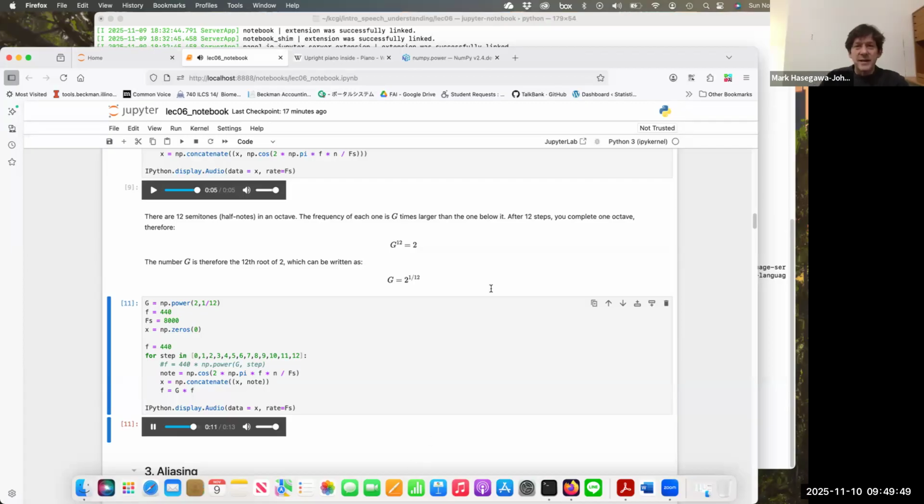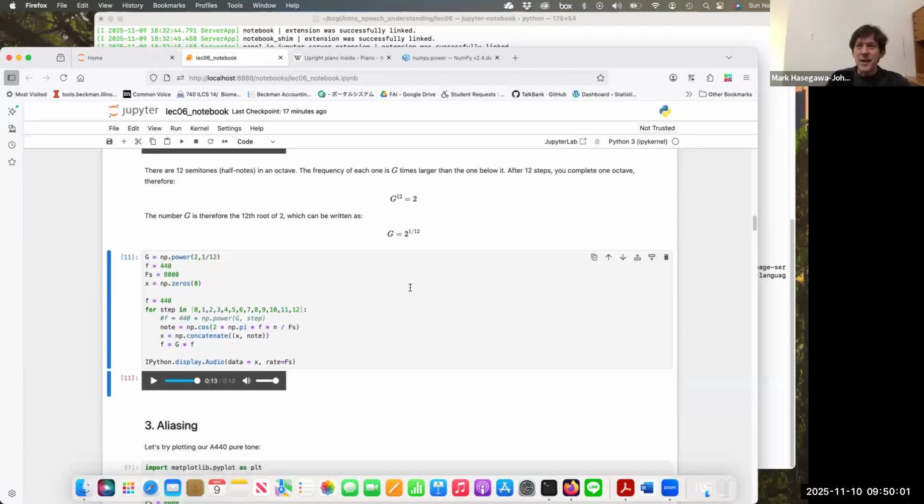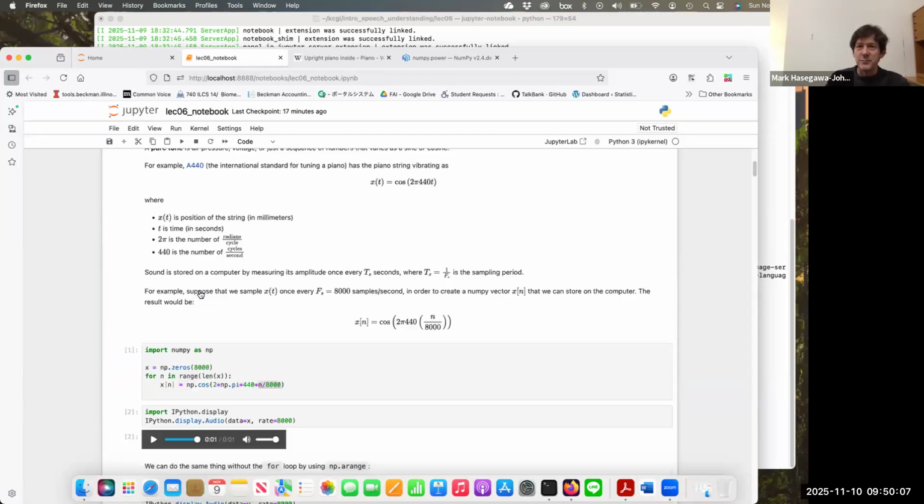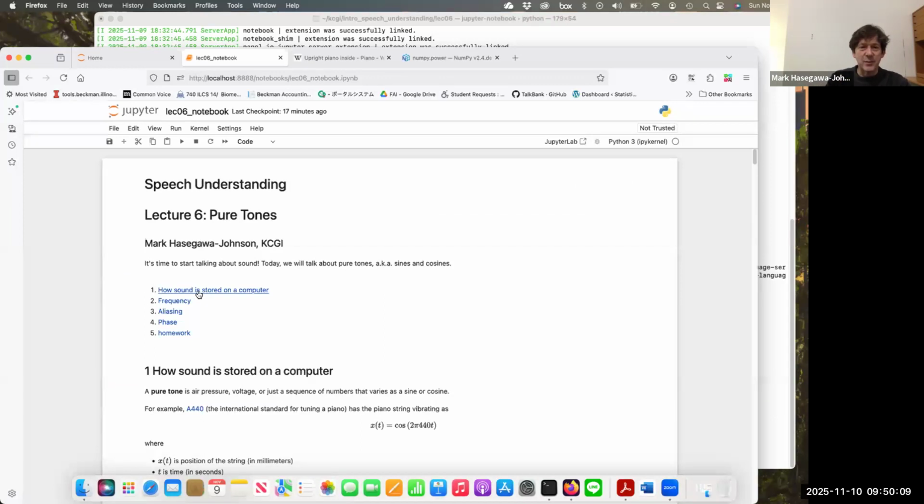So you see that if 1 octave is a factor of 2, then one note is 2 to the 1/12th power. One half note on the piano, one demitone. So these are the core concepts in music, I guess. We want to talk about how sound is stored on a computer. We store it by storing the samples.